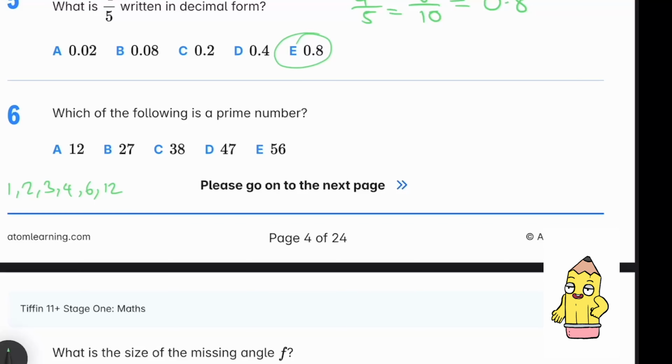Now 27 also has 3 and 9 as factors, so it can't be prime. 38 and 56 are both even numbers, so that means they have a common factor of 2. So the factors of 47 are only 1 and 47. It cannot be divided by any other numbers, meaning it is a prime number. So always use the process of elimination when you feel that's the right method.